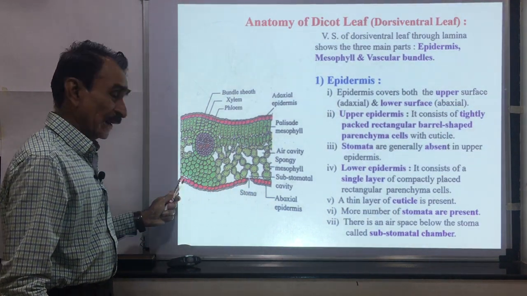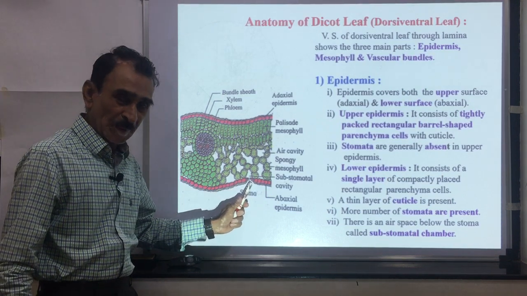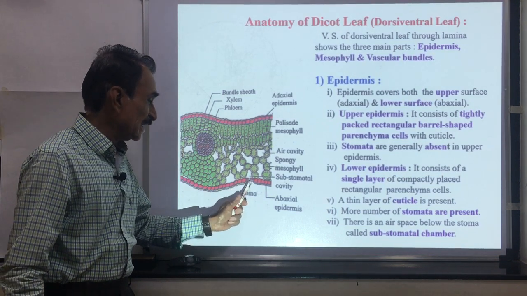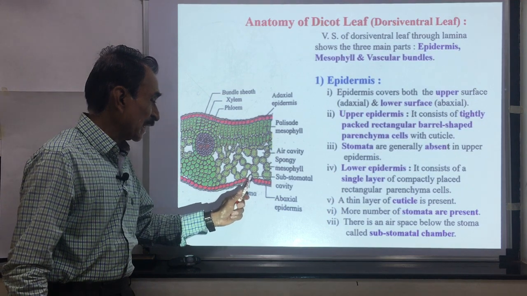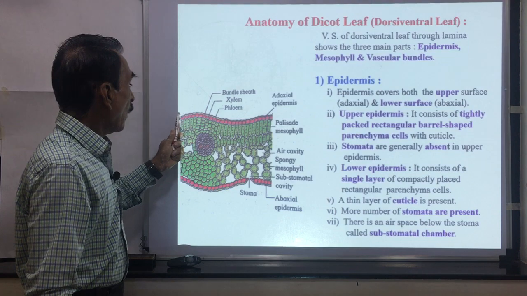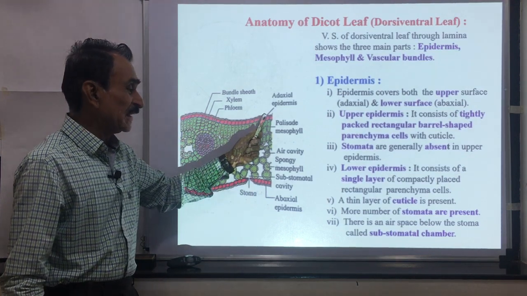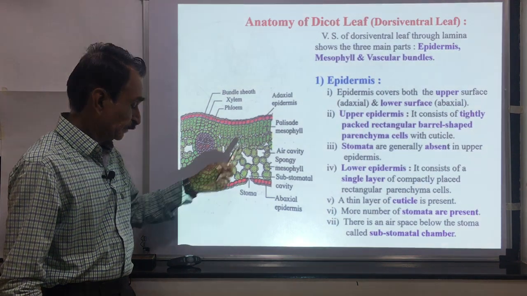Here, this is the lower epidermis. Lower epidermis is interrupted by a number of pores called stomata, and below the stoma you can see there is a space called the substomatal chamber. Over the upper and lower epidermis, you can see there is a waxy layer. This is called the cuticle.